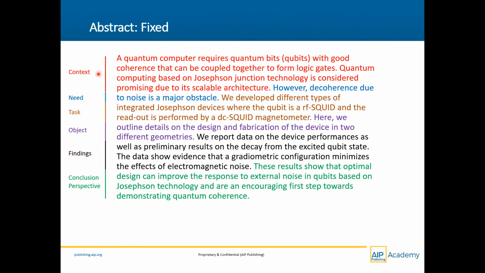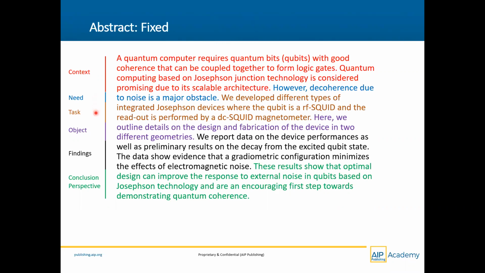We can make the context more specific to say a quantum computer requires quantum bits or qubits with good coherence that can be coupled together to form logic gates. Quantum computing based on Josephson junction technology is considered promising due to its scalable architecture. We can address the need. Decoherence due to noise is a major obstacle.